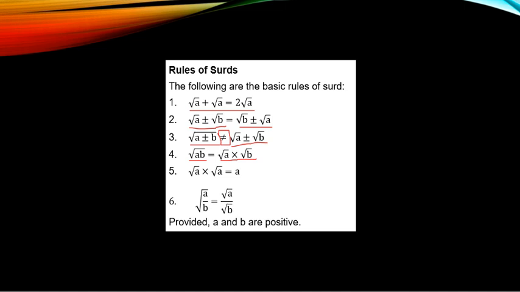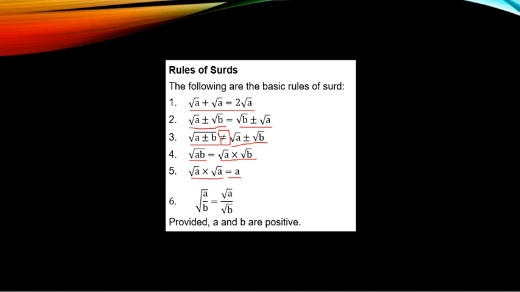The fifth rule is that when two of the same surds are multiplied, the square root sign disappears. You understand it better under the multiplication law of indices. So root A times root A is equal to A.